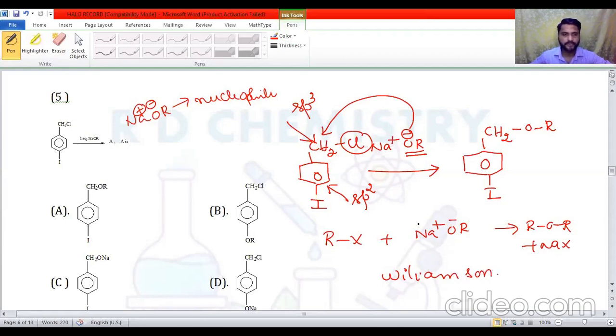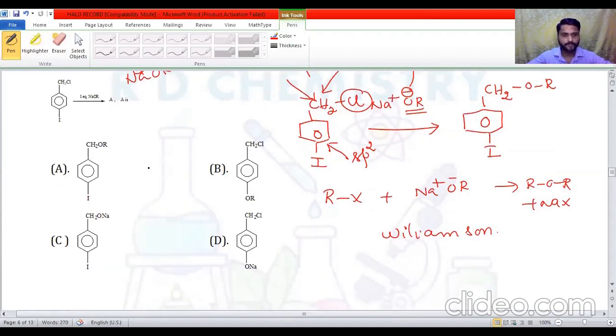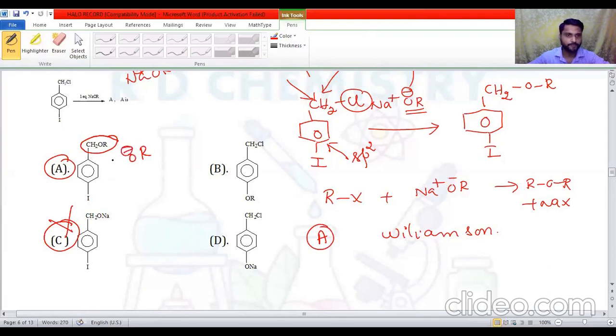Therefore, the answer is option number. Now, where is the answer? We can find out, option number C is the answer. Answer is A, not C. Okay, so for this question, the answer is option number A. So we have to attach RO minus here, right?